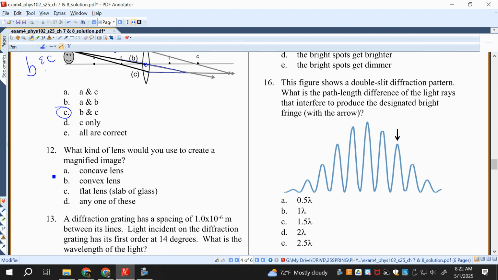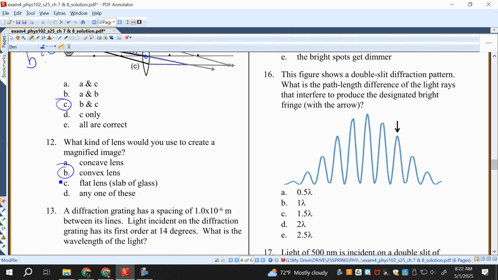All right. What kind of lens would you use to create a magnified image? That would always be a convex lens.